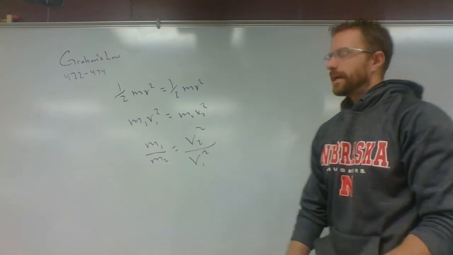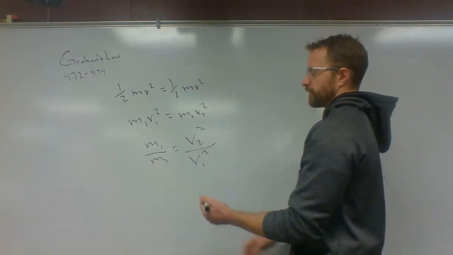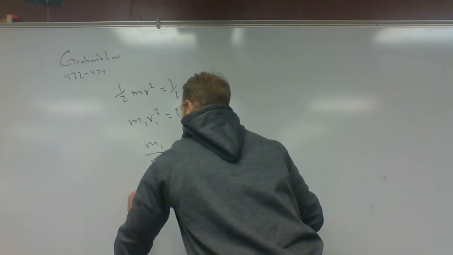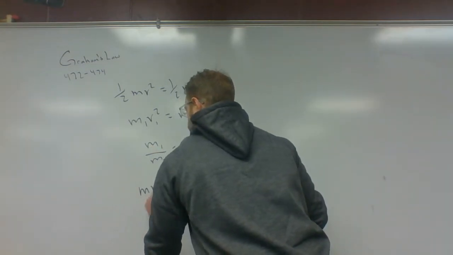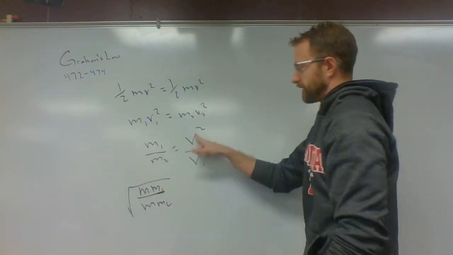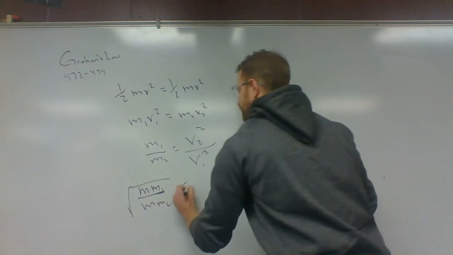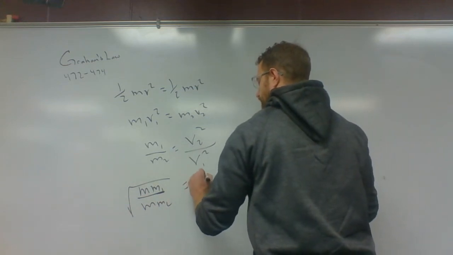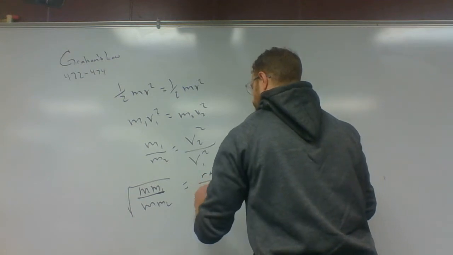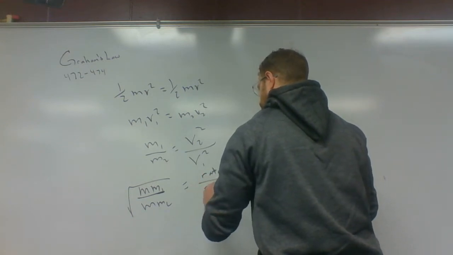So in Graham's law equation, we're going to go ahead and substitute molar mass for mass. So we're going to say molar mass of gas 1 divided by molar mass of gas 2, and I'm going to square root that so I can get rid of the squared over here, is going to equal, and instead of calling it velocity, he calls it rate of gas 2 divided by rate of gas 1.